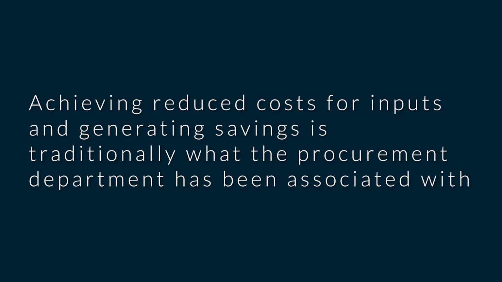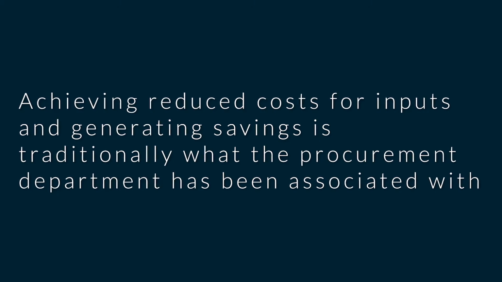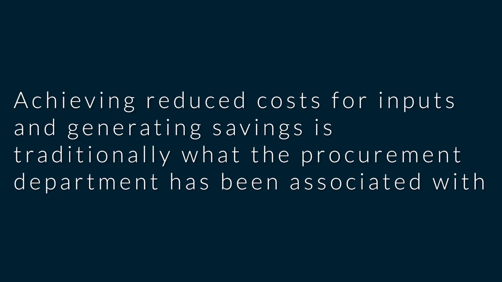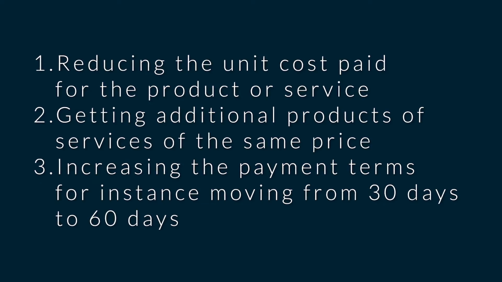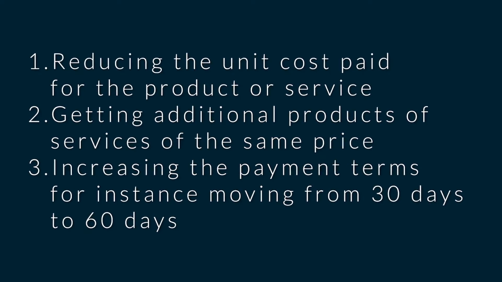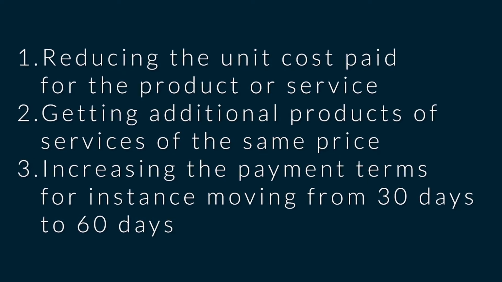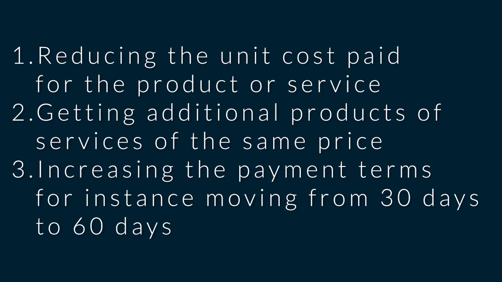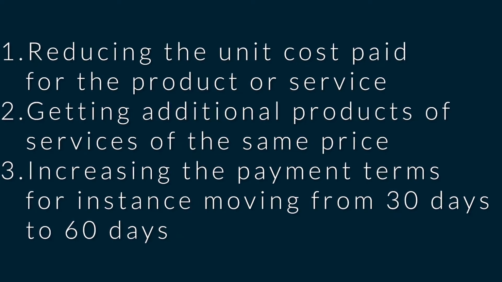Now, achieving reduced cost for inputs and generating saving is traditionally what the procurement department has been associated with. How does procurement go about doing this? And there are a number of things they can do. For example, reducing the unit cost paid for product or service. Number 2, getting additional product or service for the same price, in this case, value adds. Number 3, increasing the payment terms, for instance, moving from 30 days to 60 days.